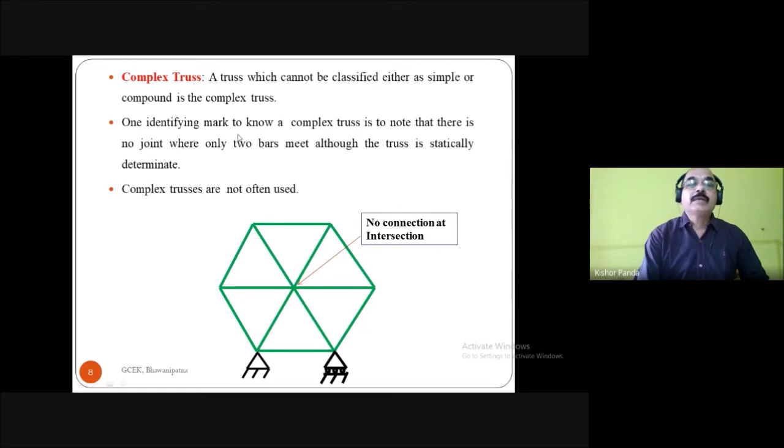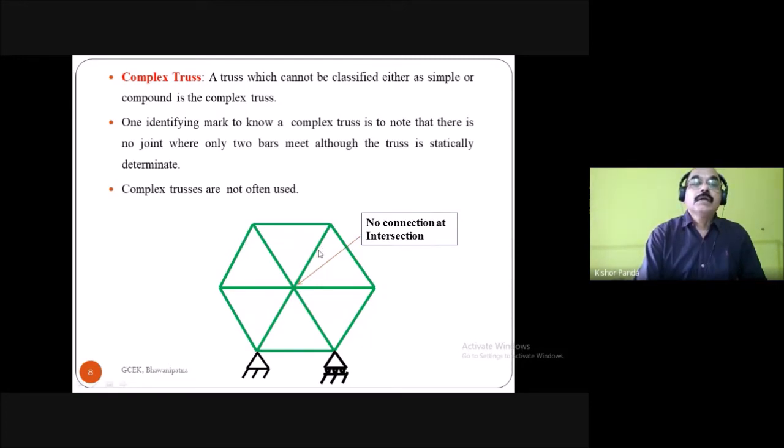One identifying mark to know a complex truss is to note that there is no joint where only two bars meet, although the truss is statically determinate. Here you see at each joint there are three members meeting. Not a single joint where two members meet. So this type of truss is called the complex truss. This is generally not used in structural application.